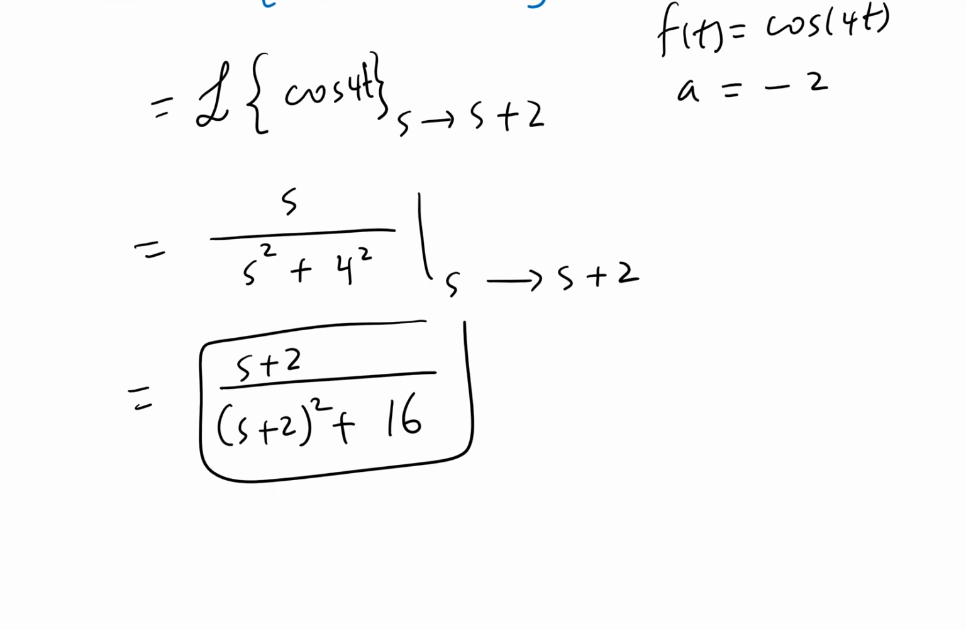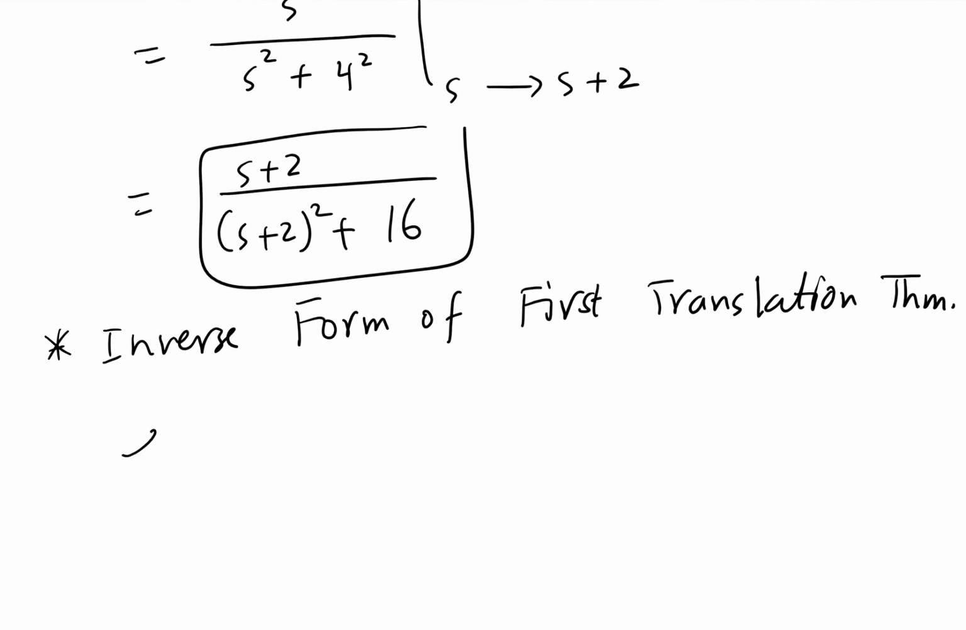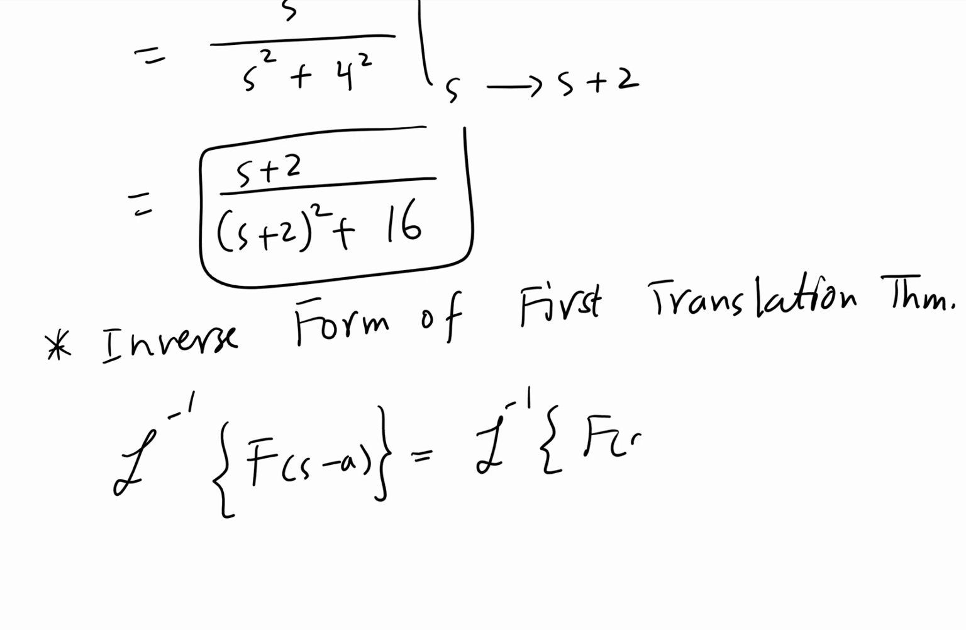Much easier than what we learned in section 1. Now, can we do inverse for that? So is there an inverse form? Yes, there's an inverse form of the first translation theorem, which says that the inverse Laplace of F of s minus a, backwards, is the inverse Laplace of F of s, where s gets replaced with s minus a, and that would equal e to the at times f of t. Kind of like backwards for what we just did.